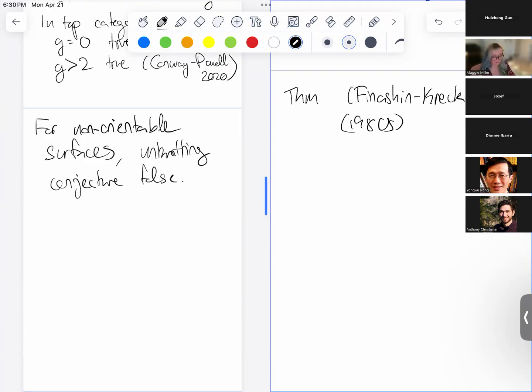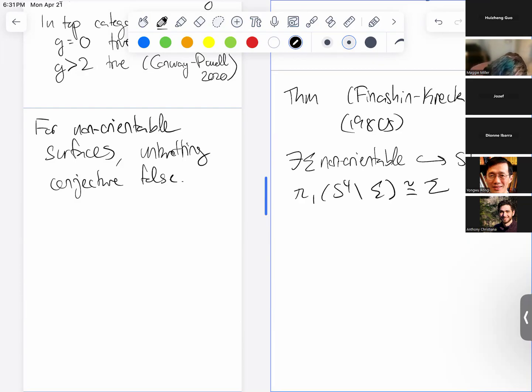They showed that there exists a non-orientable surface, in fact an infinite family, embedded in S^4, whose fundamental group is not Z, because that wouldn't make sense. Alexander duality tells us that we're expecting the first homology to be the same as the second cohomology, so it's going to be Z mod 2. But it is Z mod 2, so pi 1 of S^4 minus sigma is cyclic. In this case, that means Z mod 2.